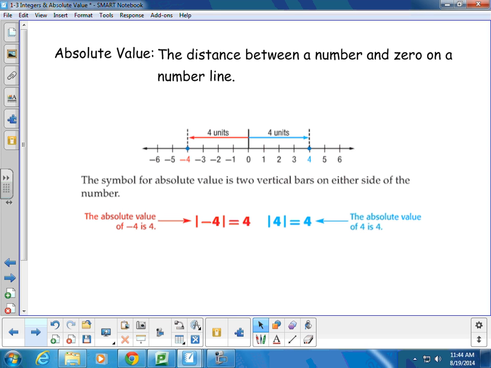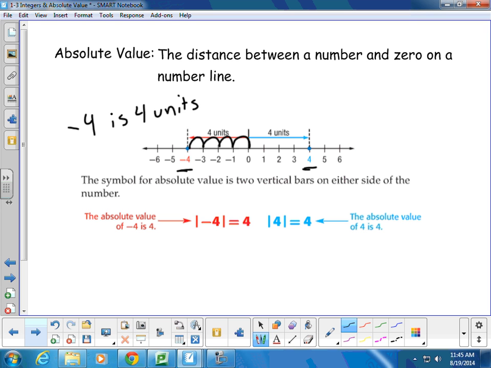So notice there's a little picture below here of comparing the values of negative 4 and 4. Okay, so negative 4 and 4. We're trying to find out, well, what do you notice? We see that this is 1, 2, 3, 4. Negative 4 is 4 units from 0. We also see that 1, 2, 3, 4. Positive 4 is 4 units from 0.